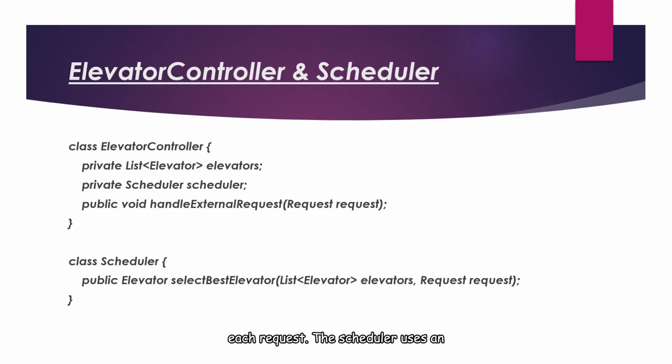The scheduler uses an algorithm that takes into account the direction, current floor, and request queue of each elevator. It will assign the request to the elevator that is best suited to handle it. For instance, if an elevator is moving in the direction of the requested floor, it might be a good candidate to handle the request. This way, the system minimizes delays and optimizes resource usage. The scheduler helps ensure the system runs efficiently and effectively.